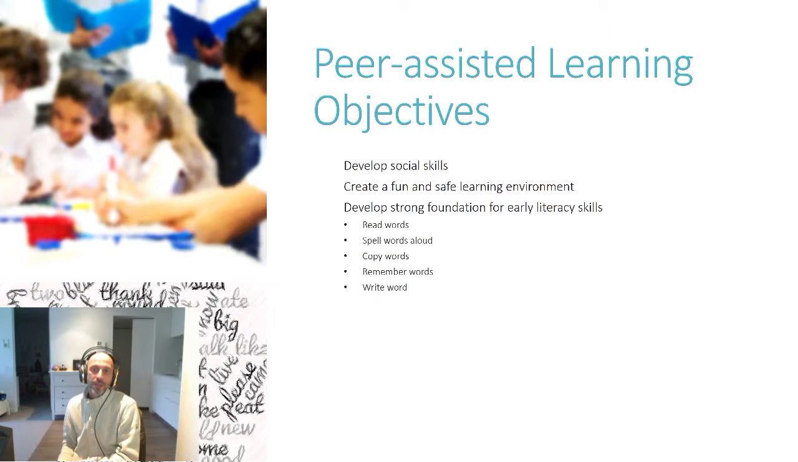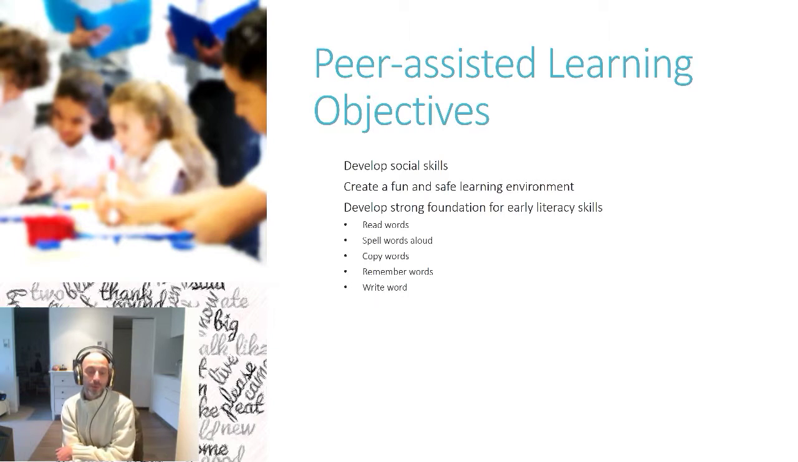So what are the peer-assisted learning objectives? Maybe I should start by saying what peer-assisted learning is. Peer-assisted learning is about pairing children up together so that they work together and develop social skills. The idea is that we create a fun, safe learning environment for them, and the focus on sight words is to develop a strong foundation for early literacy skills.